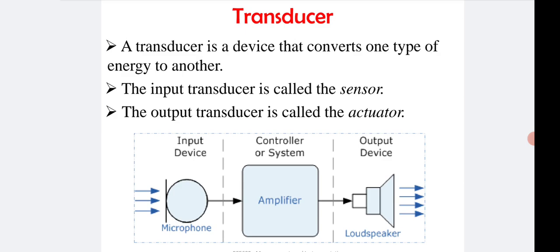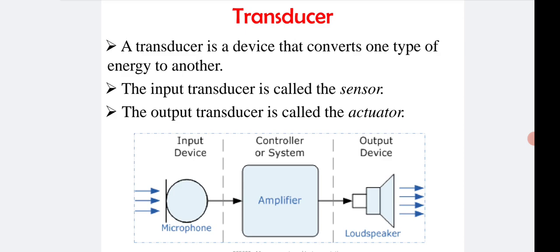The input to the loudspeaker is an electrical signal. This electrical signal will be converted again into an audio signal, and this audio signal will be audible to all with high volume. So what does the output device, the loudspeaker, do? It converts the input electrical signal into an audio signal.